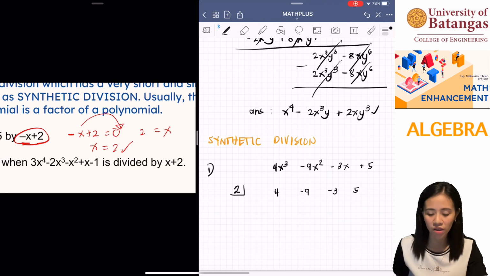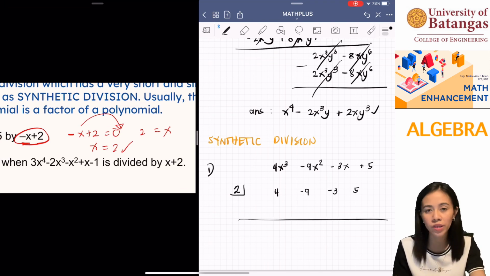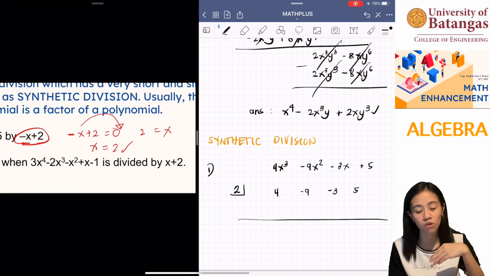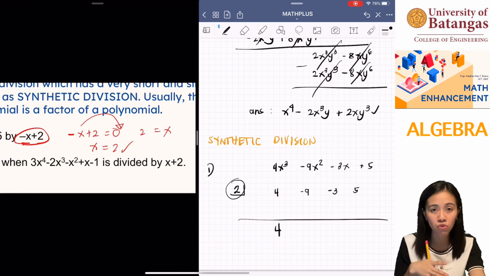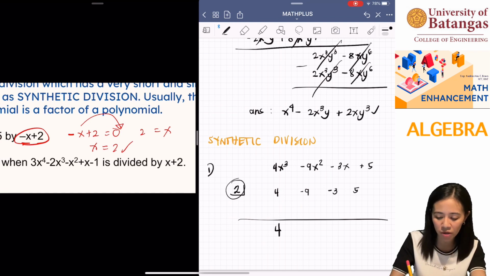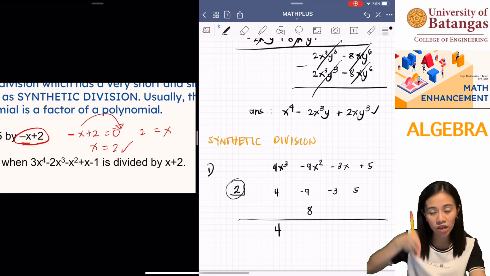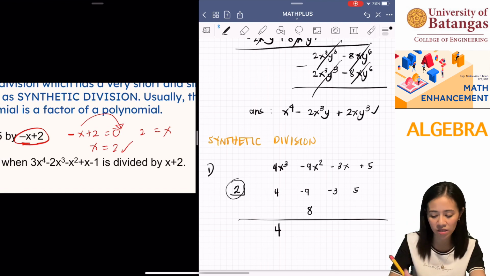If you have this, ang una natin gagawin is to bring down the first numerical coefficient, which is 4, and then multiply it to 2, yung root natin. So, 4 times 2, that's 8. You're going to write 8 under the next numerical coefficient. So, you get positive 8 here. And then, i-add mo lang siya vertically. So, -9 plus 8, that's -1.